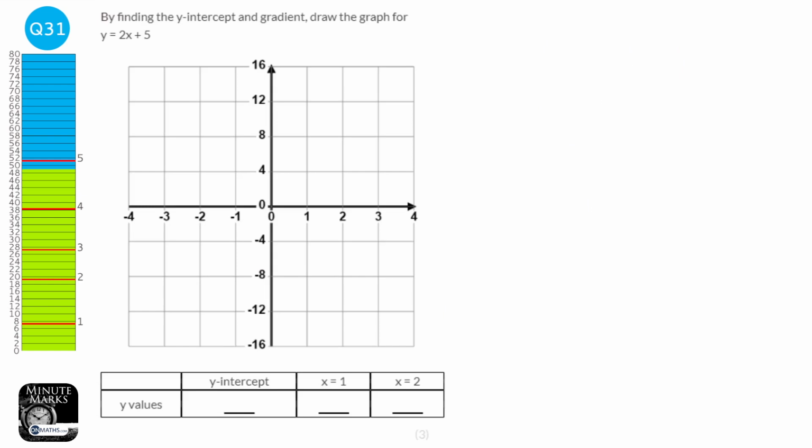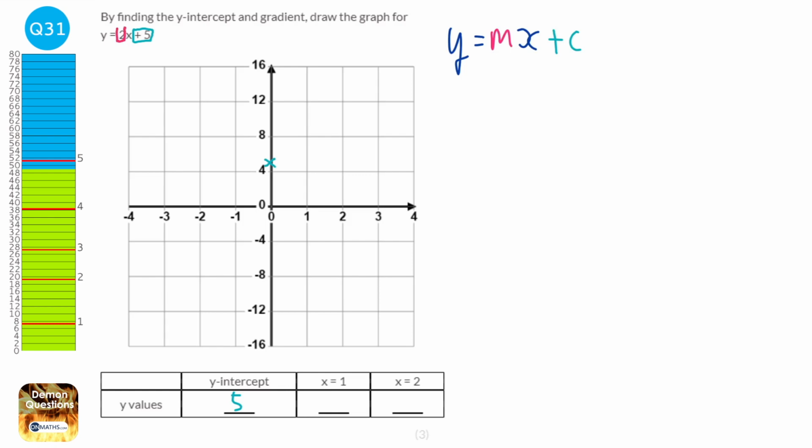We know that all linear graphs follow y equals mx plus c, with m being the gradient and c being the y-intercept. So looking at this equation here, we've got c is positive 5. So we know the graph is going to hit the y-axis at 5. So let's plot that.